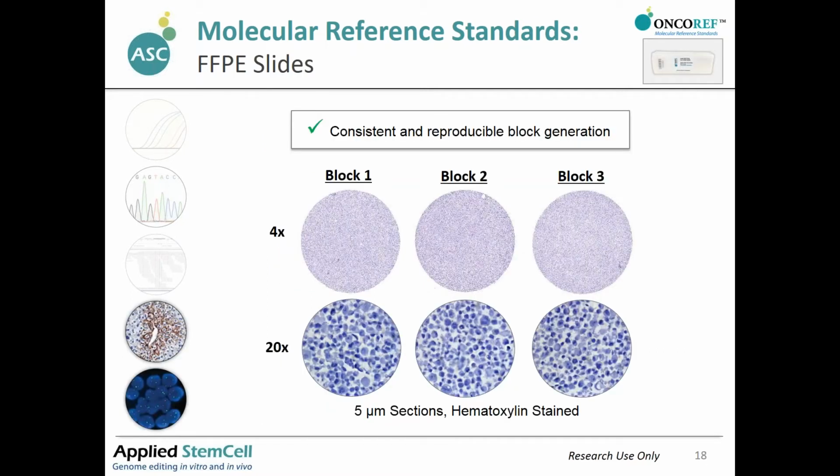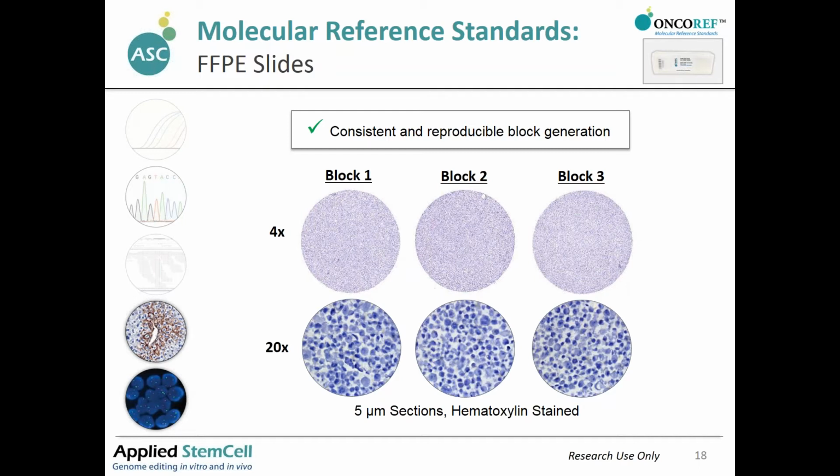So with our FFPE block series, as I mentioned, we're able to get very consistent results across blocks. And this is very beneficial if you're looking to do assay development. Here I'm just showing 3 examples where we generated, using a single cell line, 3 different blocks of FFPE materials. And here, you can see a low magnification image where we're showing the full cross-section of the block. So this is what the entire cylindrical section looks like.